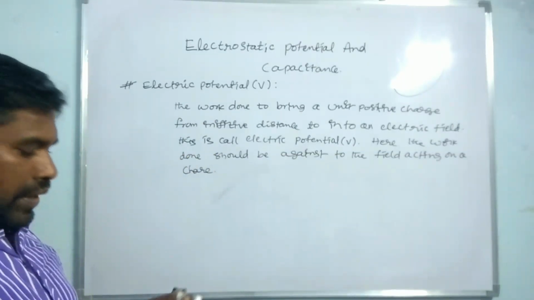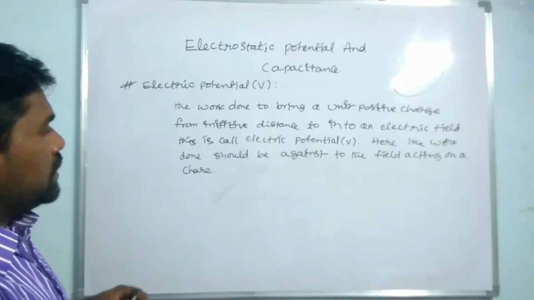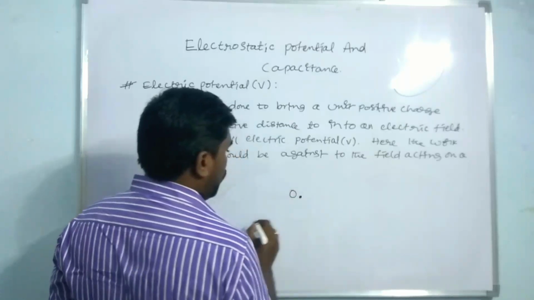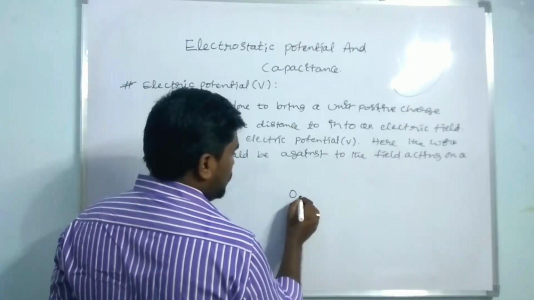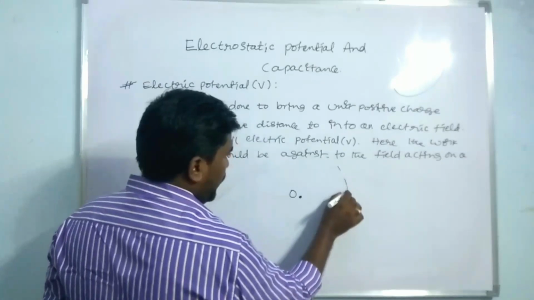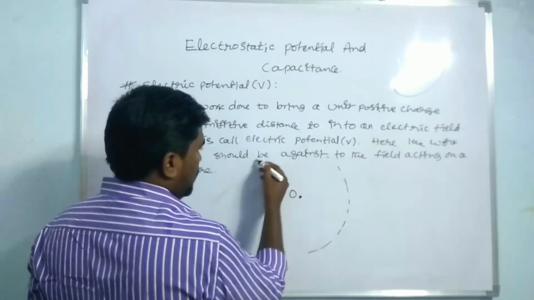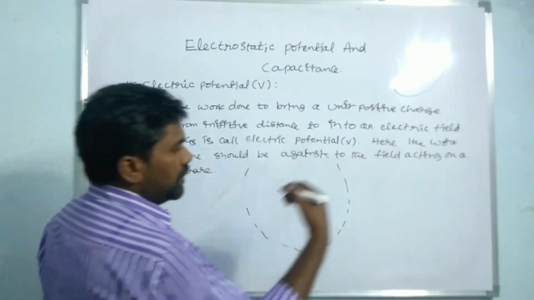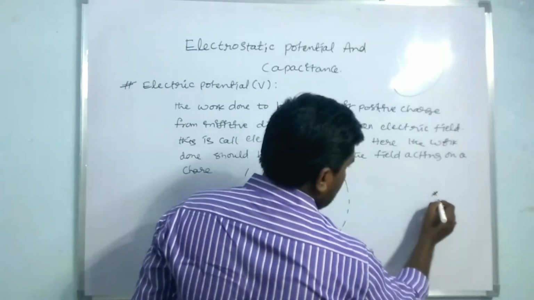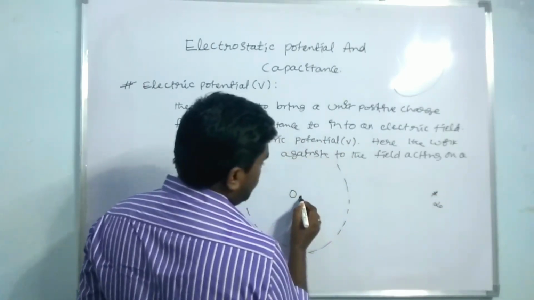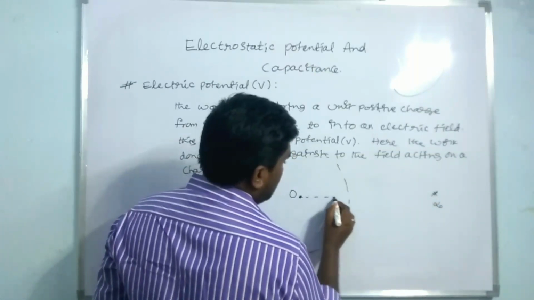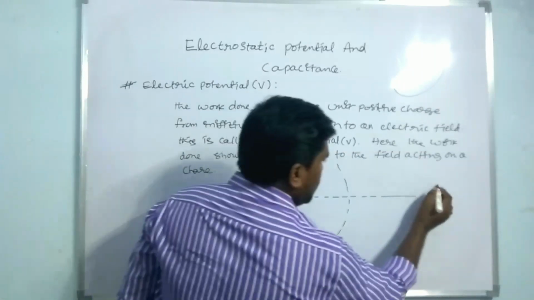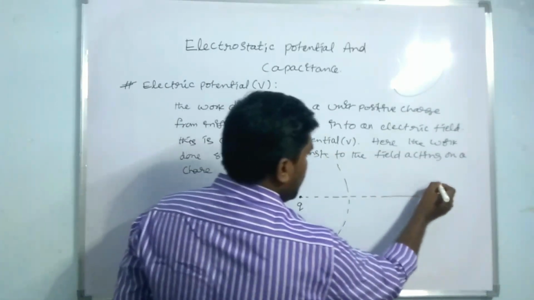For example, let us take a point charge. So this is a charge, which we take at point O. This charge has an electric field around it. Let us assume there is an electric field acting around the charge. If there is another point test charge at infinite distance from this point, there is a distance between them. How much distance? Infinite distance.